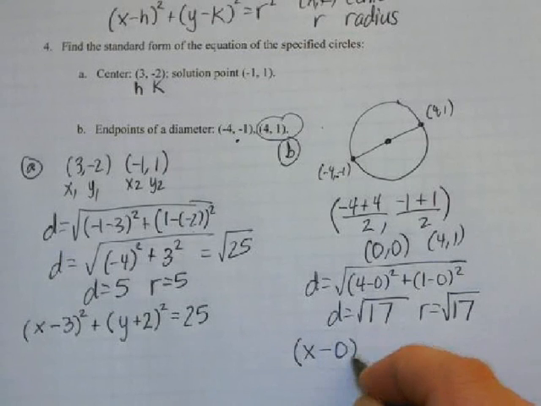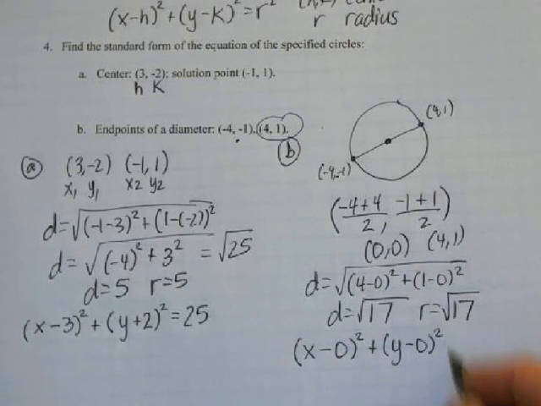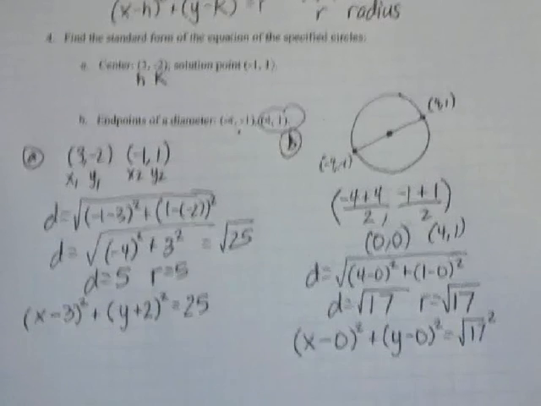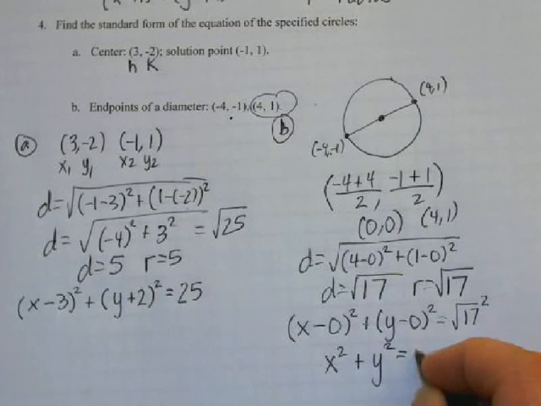So writing the equation, x minus h, so x minus 0 squared plus y minus 0 squared equals radical 17 squared. So x squared plus y squared equals 17.